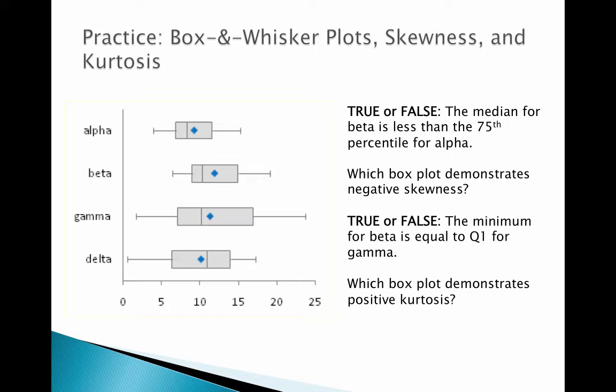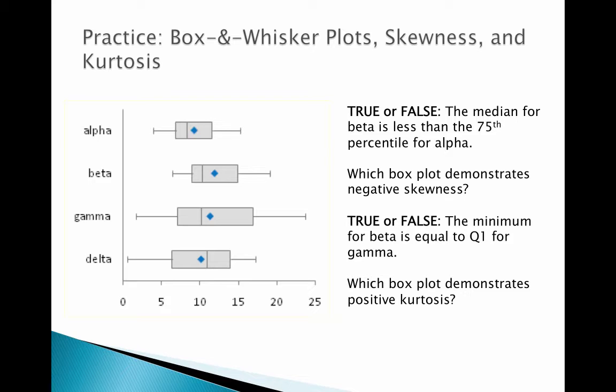Alright, so let's take a look at our first question. True or false? The median for beta is less than the 75th percentile for alpha. Okay, so we have beta, and we see our median is right here for beta. So is this less than the 75th percentile for alpha? Well, where's our alpha? Here's alpha. Where's the 75th percentile? It's this line here, Q3. So is the median for beta less than the 75th percentile for alpha? Yes, this is true.